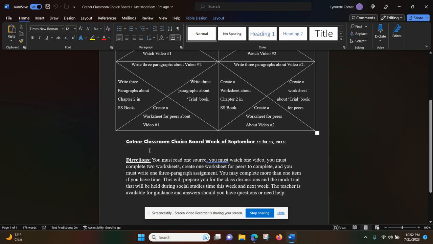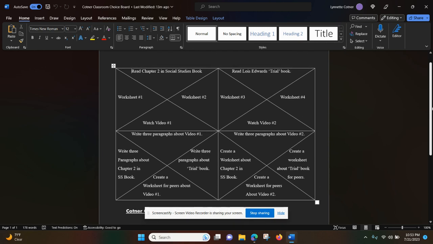So down here it says Kotner Classroom Choice Board, week of September 11th to 15th, 2023. It says you must read one source, you must watch one video, you must complete 2 worksheets, create 1 worksheet for peers to complete, and you must write 1 3-paragraph assignment. You may complete more than 1 item if you have time. This will prepare you for the class discussions and the mock trial that will be held during social studies time this week and next week. The teacher is available for guidance and answers should you have questions or need help.